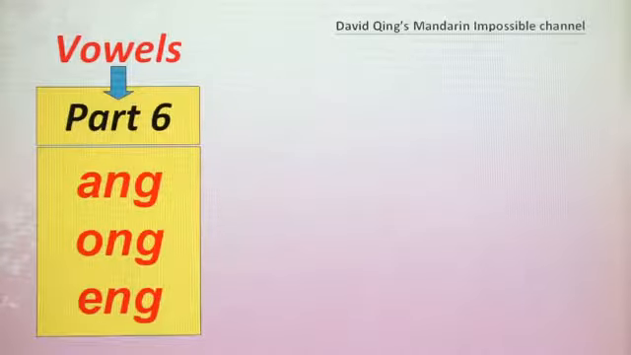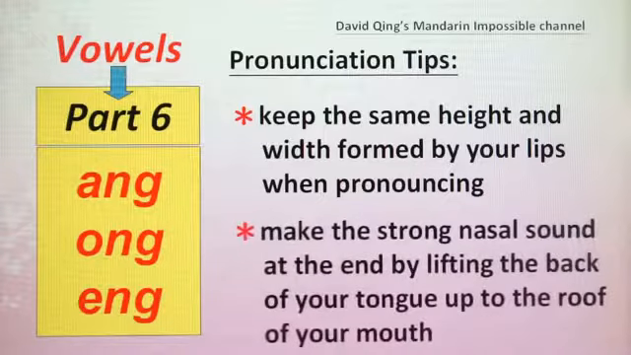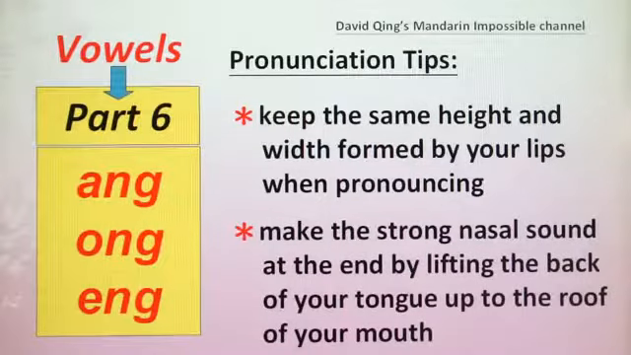For these 3 symbols, try to keep the same height and width formed by your lips when pronouncing. As you pronounce them, do not change the shape formed by your lips, and do not move your chin as you make each single sound. Each of these symbols has a very strong nasal sound at the end, made by lifting the back of your tongue up to the roof of your mouth. The nasal sound is formed in the back part of your nose. Please watch and pronounce it after me.